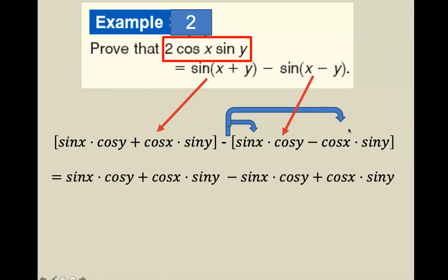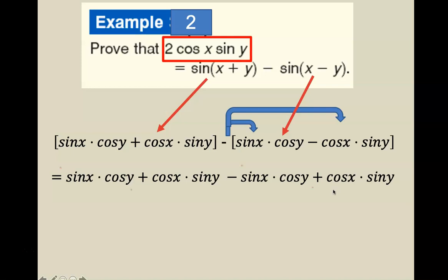And when I do, again, my first thing stays sine x cosine y plus cosine x sine y. This is going to change the sign. So instead of a positive sine x cosine y, it's now a negative sine x cosine y. And instead of a negative cosine x sine y, we distribute the negative, it now becomes plus.